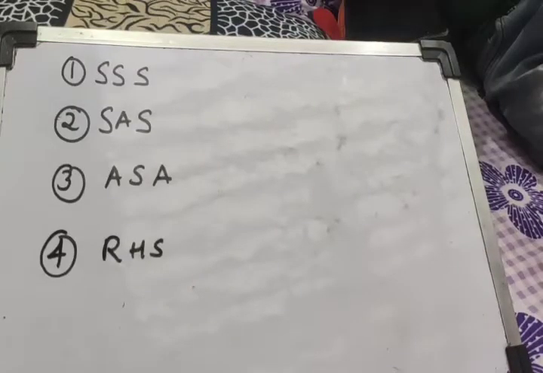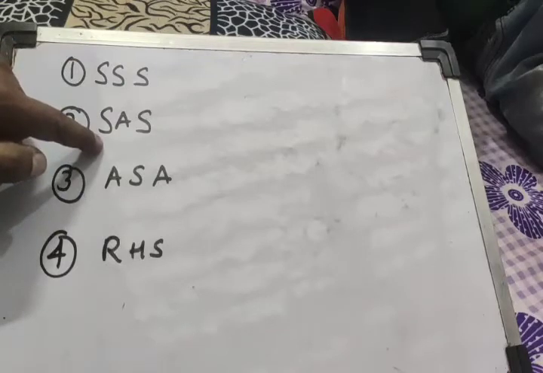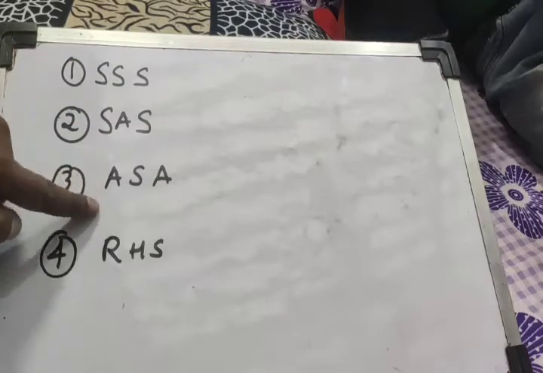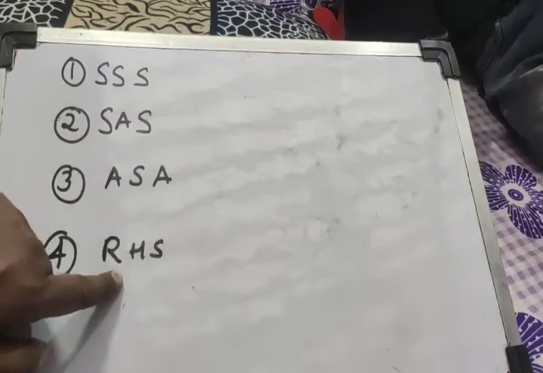Only 3 conditions are required, and as per that there are some conditions. Today we are going to discuss that. So these 4 conditions are: the first condition is known as SSS, the second congruency condition is known as SAS, the third congruency condition is known as ASA, and the fourth congruency condition is known as RHS.